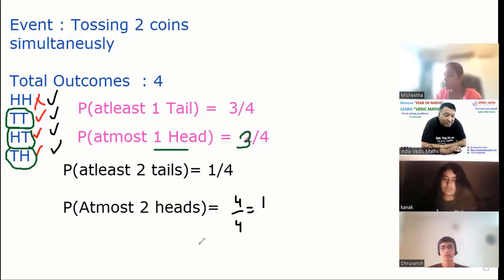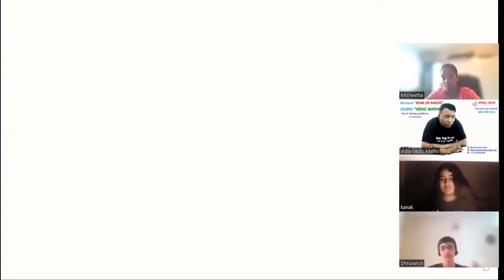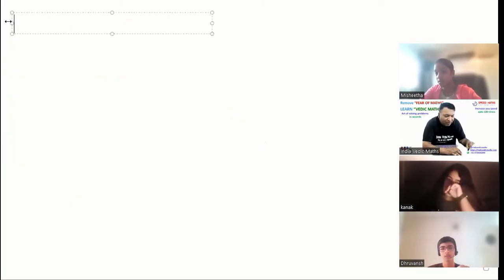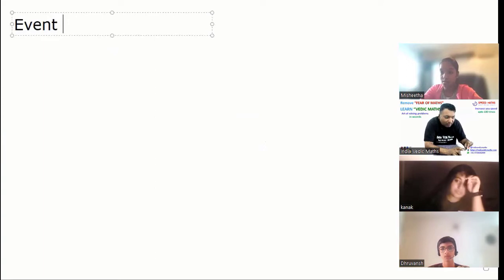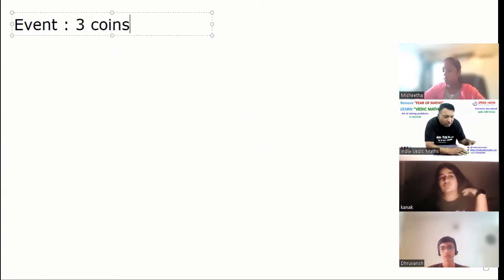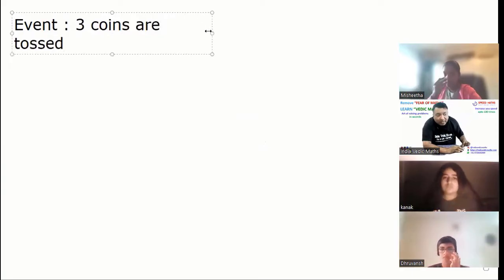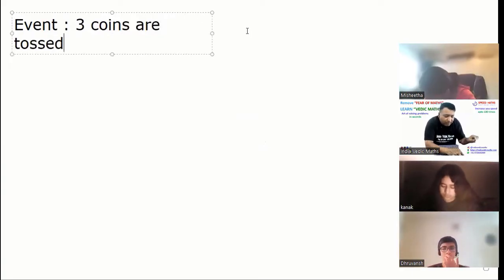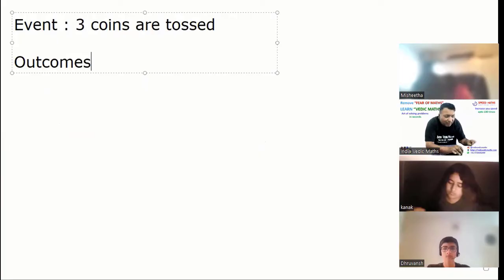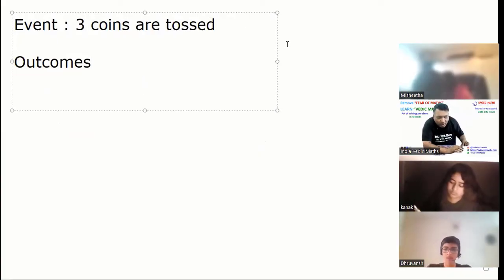So now we'll do it more quickly, so write the answers quickly, okay? And you can stop me if anybody finds it difficult. Now I change the event to 3 coins. Everybody list out in your notebook. 3 coins are tossed simultaneously, okay? How many events are there and which are they? Please write everybody and tell me the outcomes. First, let's see if you can write them all correctly or not. How many outcomes will there be? 6. Let's see.